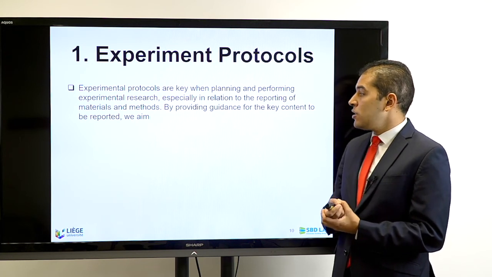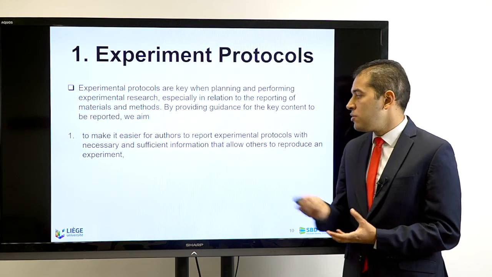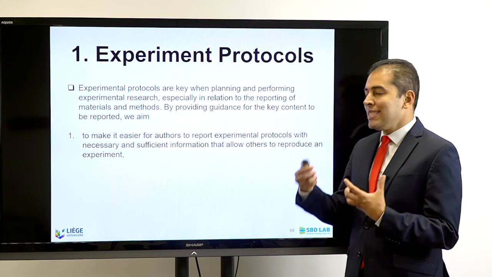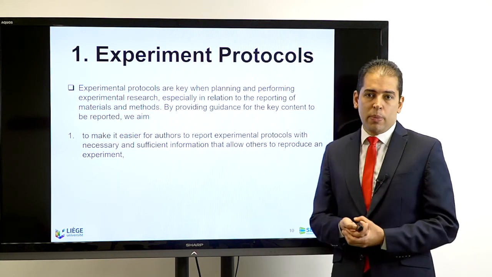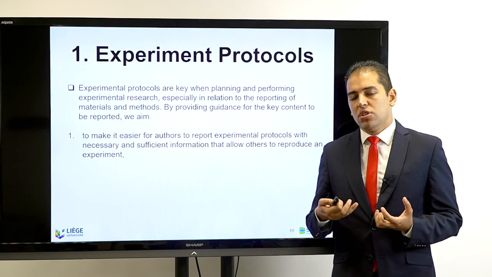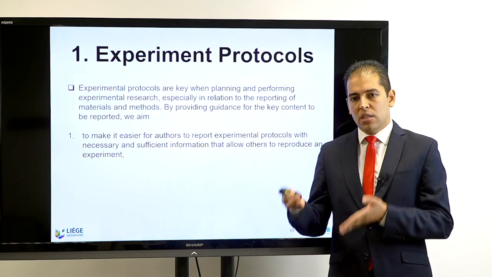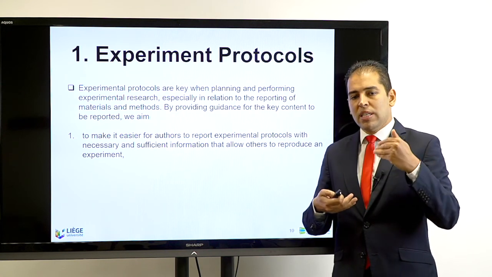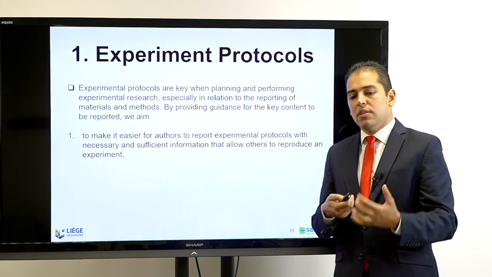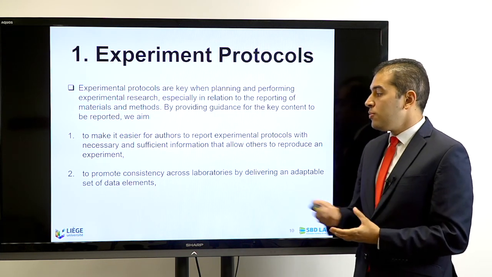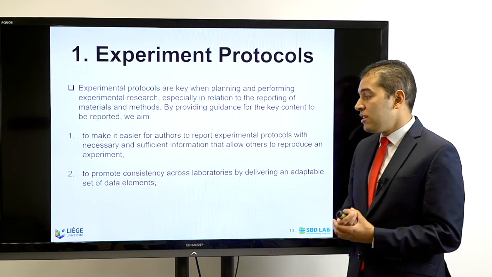By providing guidance for the key content to be reported, we aim to make it easier for authors to report experimental protocols with necessary and sufficient information that allow others to reproduce an experiment. Because the standardization is very high in experimental research that you must allow for replication and repetition. And therefore, when you follow a standardized protocol, it will help you and others to repeat the same experiment. Also, it helps to promote consistency across laboratories by delivering an adaptable set of data elements.